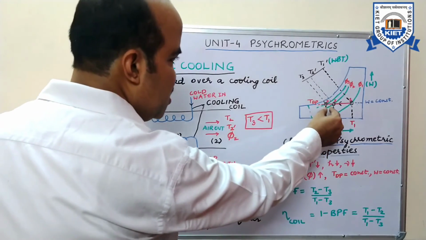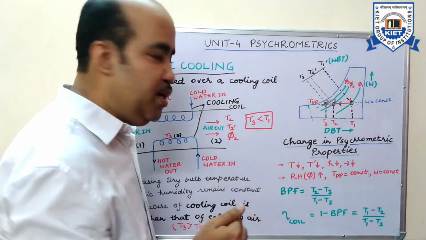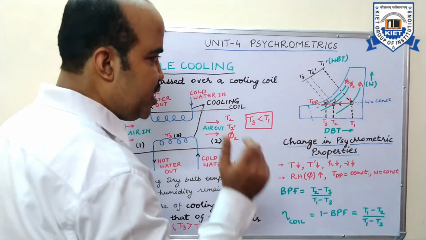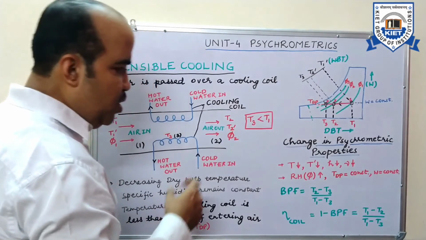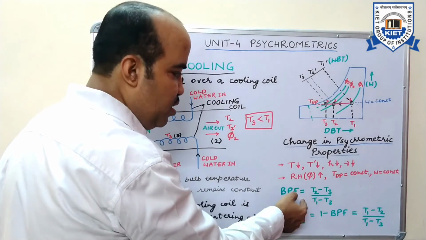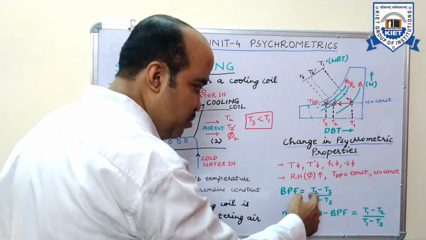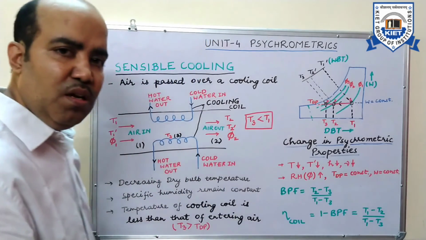The potential that remains unutilized is the amount of air which is not subjected to any cooling. Here, as you can see, 2 to 3, because the final condition here is 2, and we can still cool the air up to point number 3. So the potential unutilized will be 2 to 3. Bypass factor is therefore T2 minus T3 divided by the maximum potential available, which is T1 minus T3.